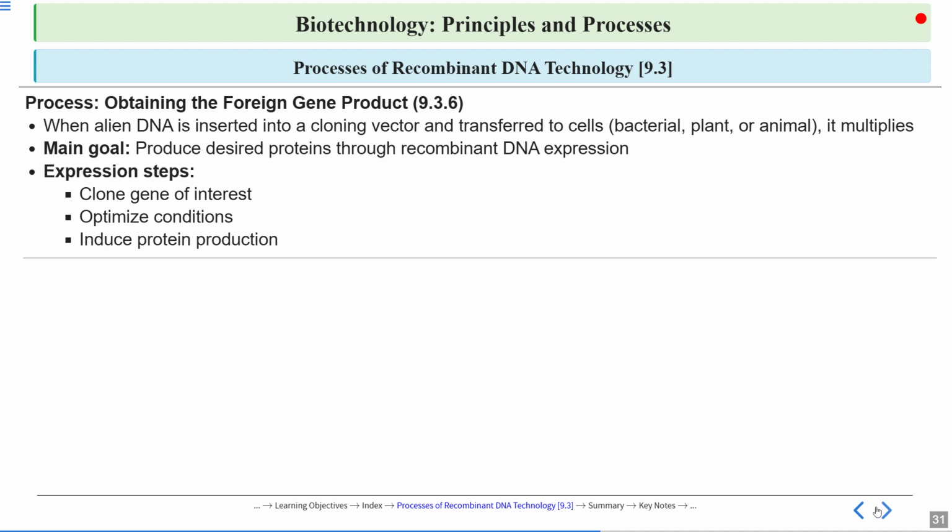So what this whole slide summarizes is that when we take our foreign DNA and insert it into the cloning vector, this whole recombinant DNA will be transferred to the cell, and it will multiply. When it multiplies, our foreign gene product is going to multiply, and it will produce the desired proteins through recombinant DNA expression. And what are these expression steps? First, it clones the gene of interest, it optimizes conditions, and it induces the protein production.